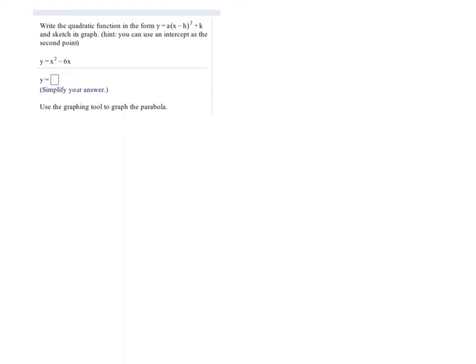Okay, in this problem we're asked to put x squared minus 6x in a particular form, and the form that they want us to use is right up here. Well, the way that we can get it in this form is by completing the square. So let's go ahead and look at completing the square.